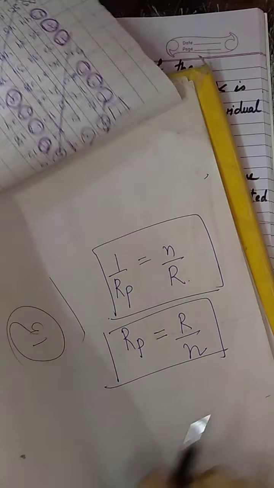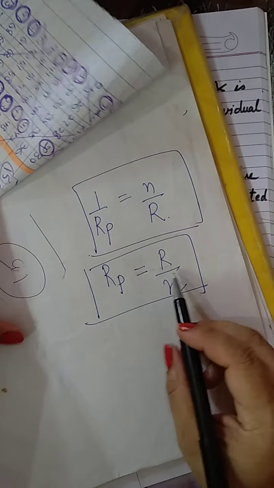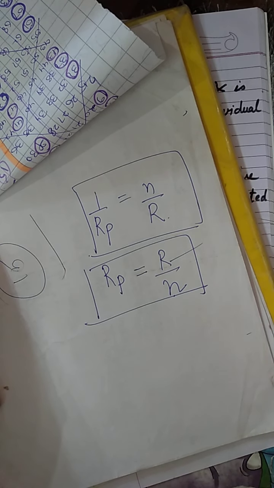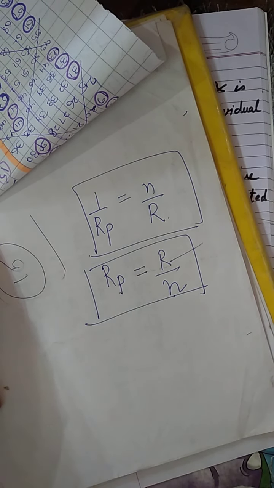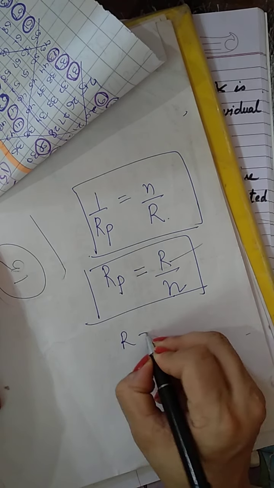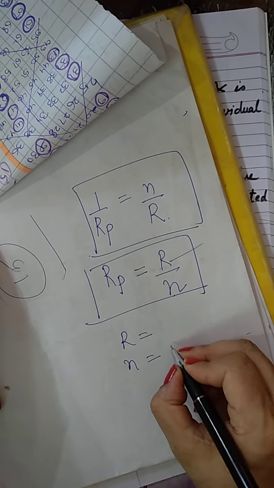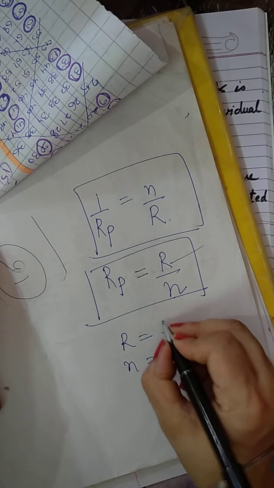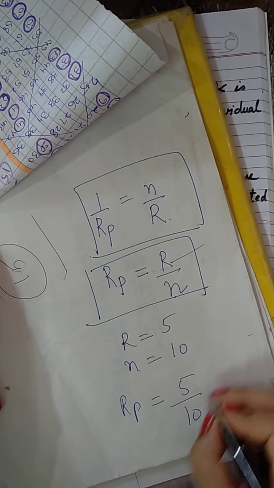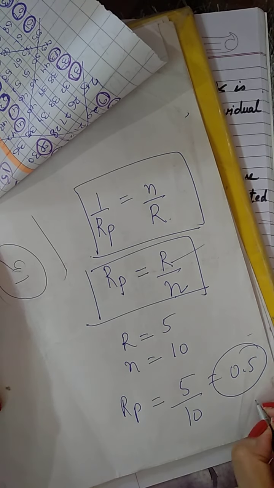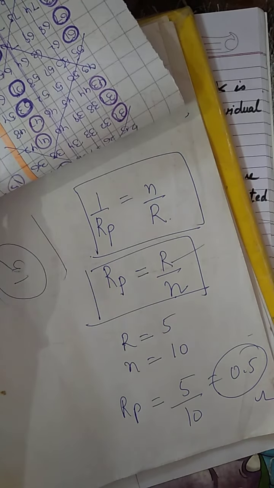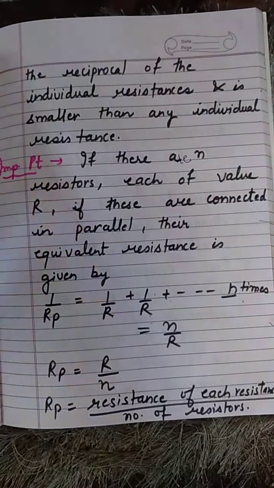Okay. So here what I have said, if we are having n resistors and every resistor is having value r, then our rp will be given by this formula. Let us say number of resistors we are having 10 and each value is 5. So what will be our rp? 5 divided by 10, that is 0.5. So this way you are going to solve. More examples we'll be discussing in the next lecture.